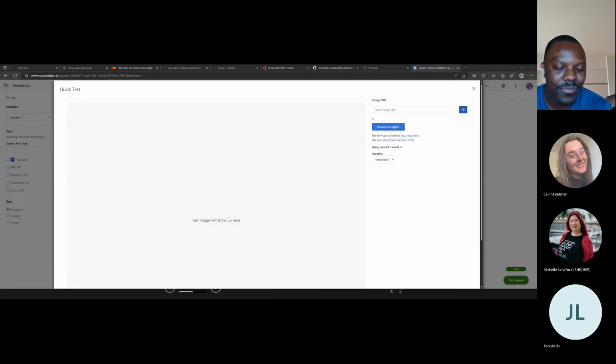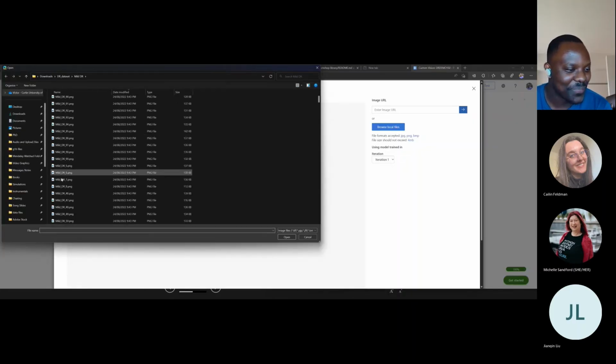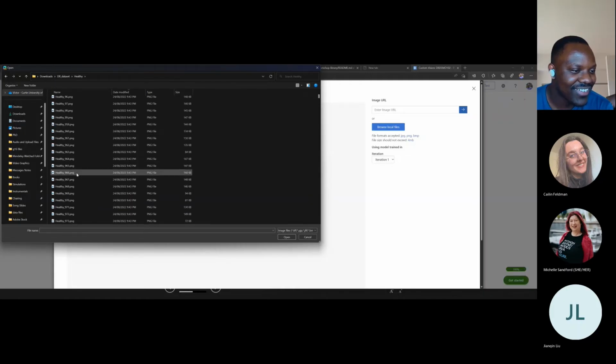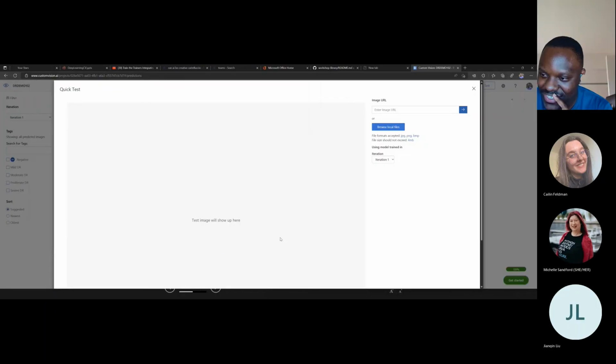What data set did I pick this from? Mild DR. Okay, well, turns out it's actually reasonable. The one last one. Let's try a healthy one. Let's pick an image.